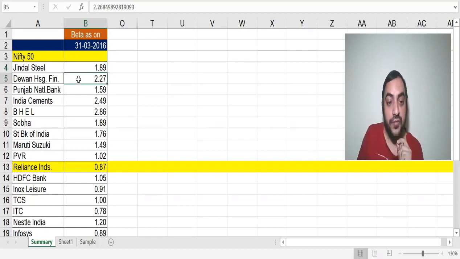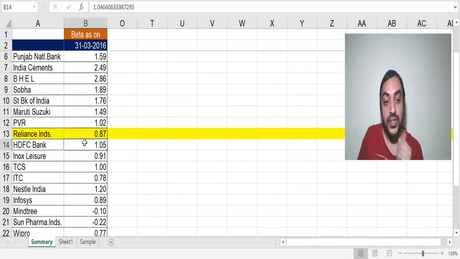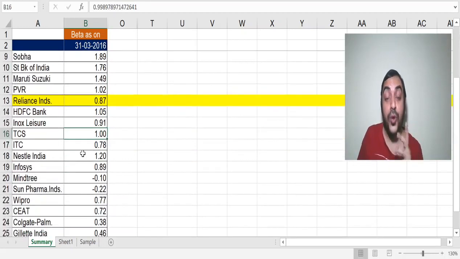Dewan Housing Finance 2.27 times. Punjab National Bank 1.59 times. India Cements 2.49 times. BHEL 2.86 times. Your favorite PVR 1.02 times. HDFC Bank 1.05 times. TCS one time. What do you mean by one beta? The market return and security return are moving in the same proportion, equal sensitivity.